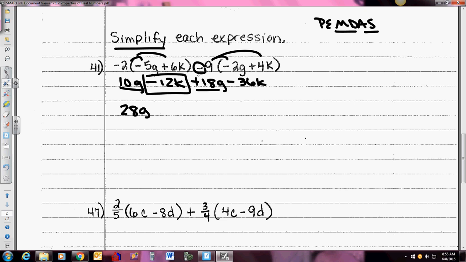And then the k's, negative 12k and negative 36k, is how many k's? Negative 48k. Is there anything else we can do? Can we combine the G and the K? No. It said simplify, we followed the directions, we're done.